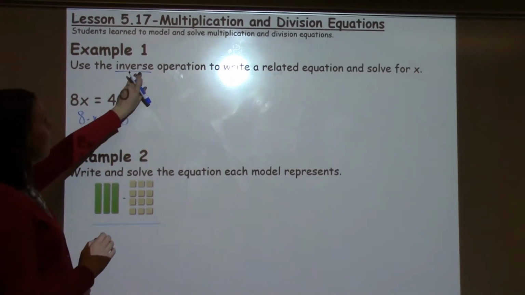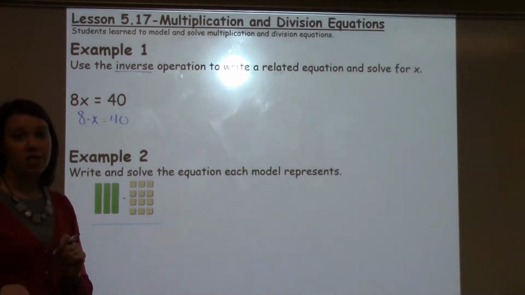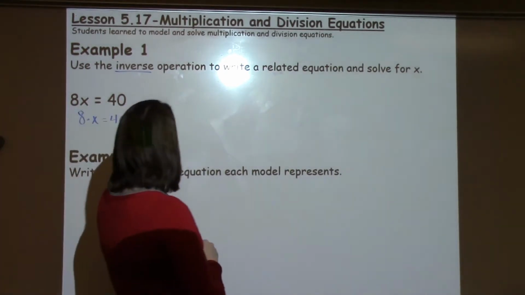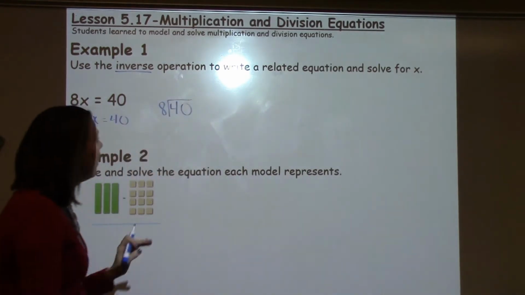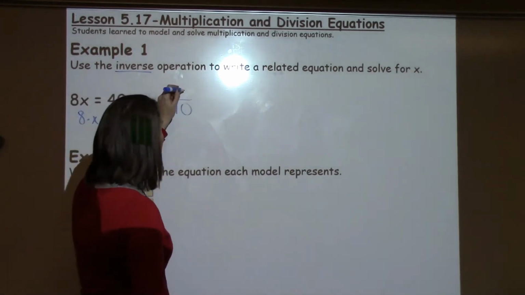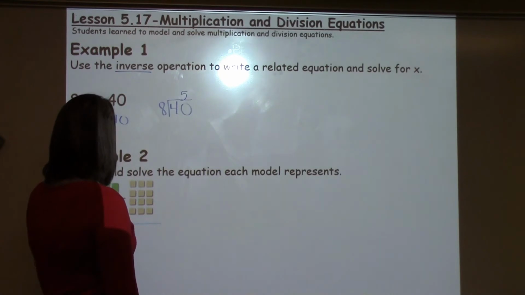Now I need to do the inverse of this, which is going to be the opposite. So I know that the opposite of multiplication is going to be division. So I'm going to take 40 divided by 8. When I take 40 divided by 8, I know that's a fact family, which is going to give me just 5. So in this equation, I think x equals 5.